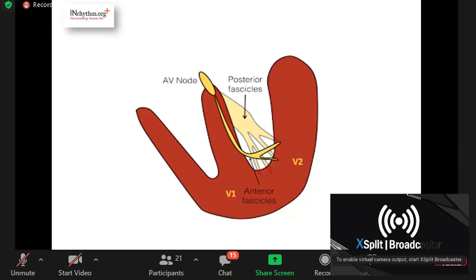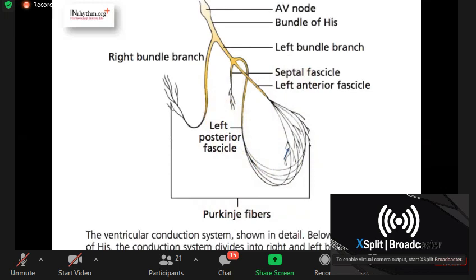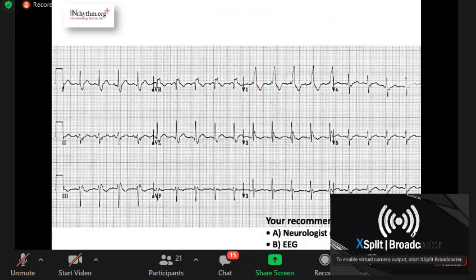They manifest as some kind of QRS prolongation or widening of the QRS complexes. So various kinds of fascicular blocks you can see. The anterior fascicle goes anteriorly and the posterior fascicle goes posteriorly. When you have AV nodal conduction, the conduction happens through the anterior fascicle anteriorly, and then it goes to the posterior fascicle. Now you can encounter such an ECG and tell that it is probably a right bundle branch block, atypical.